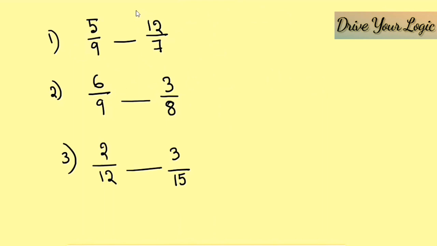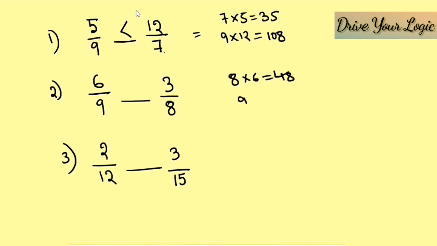So these are a few more examples. Let us solve this. First one: 7 into 5, that is 35, and 9 into 12 is 108. So which is greater? This is greater. 8 into 6 is 48, 9 into 3 is 27. So which is greater? 48, so this side.